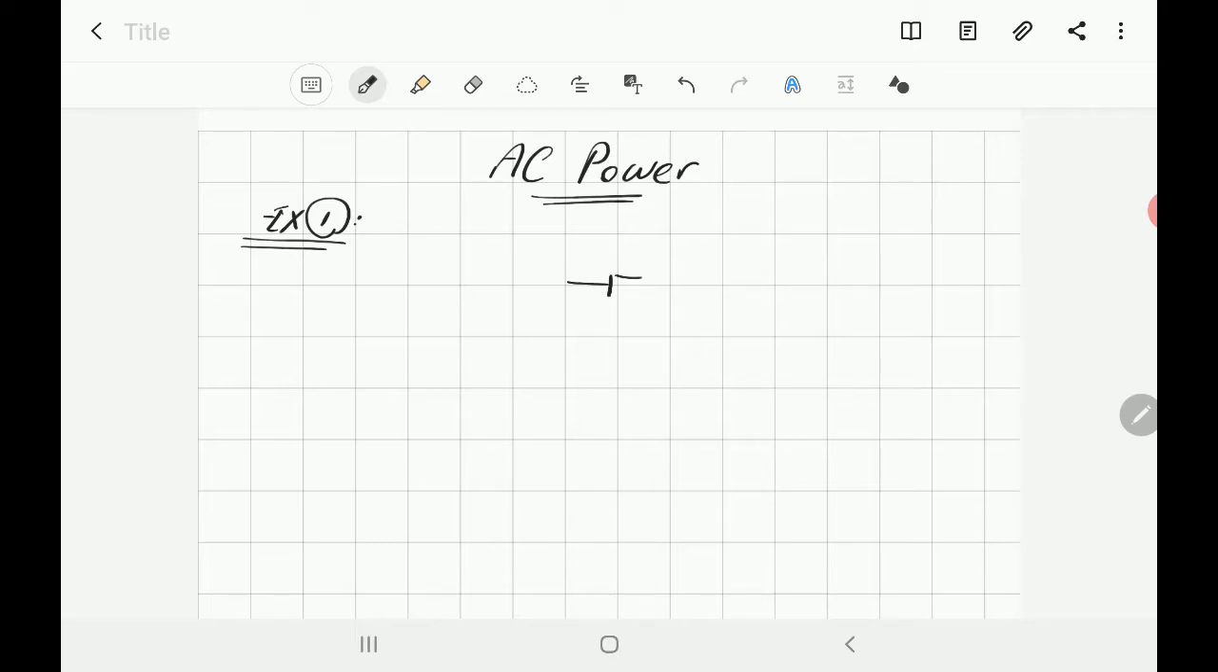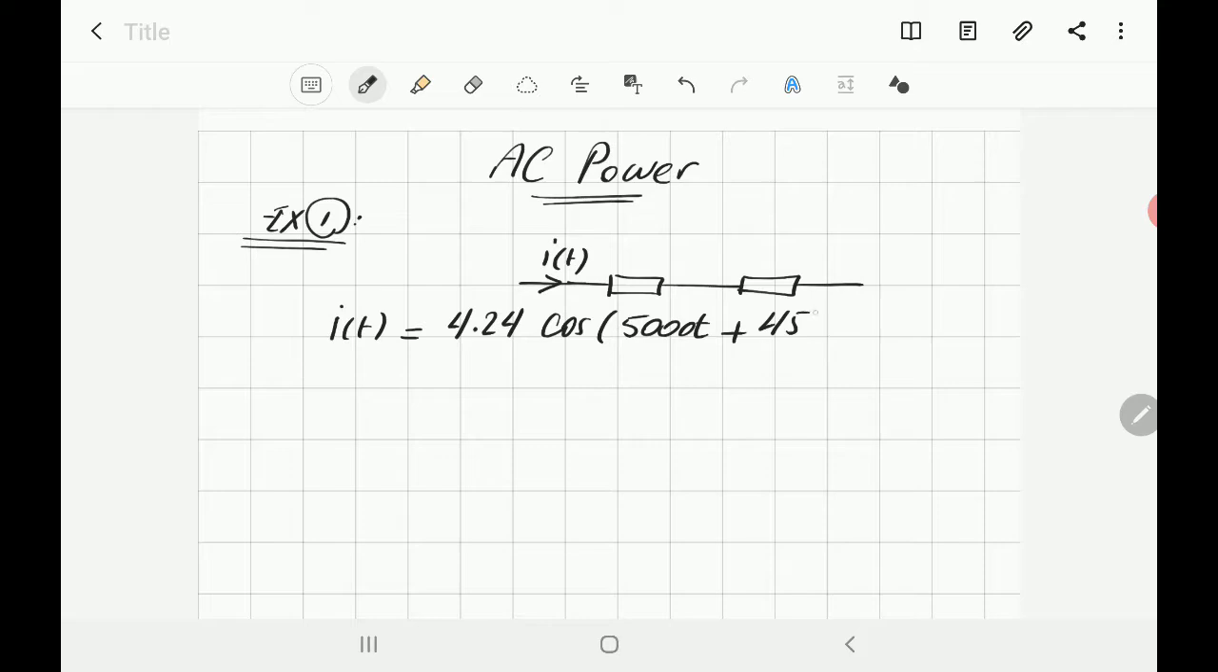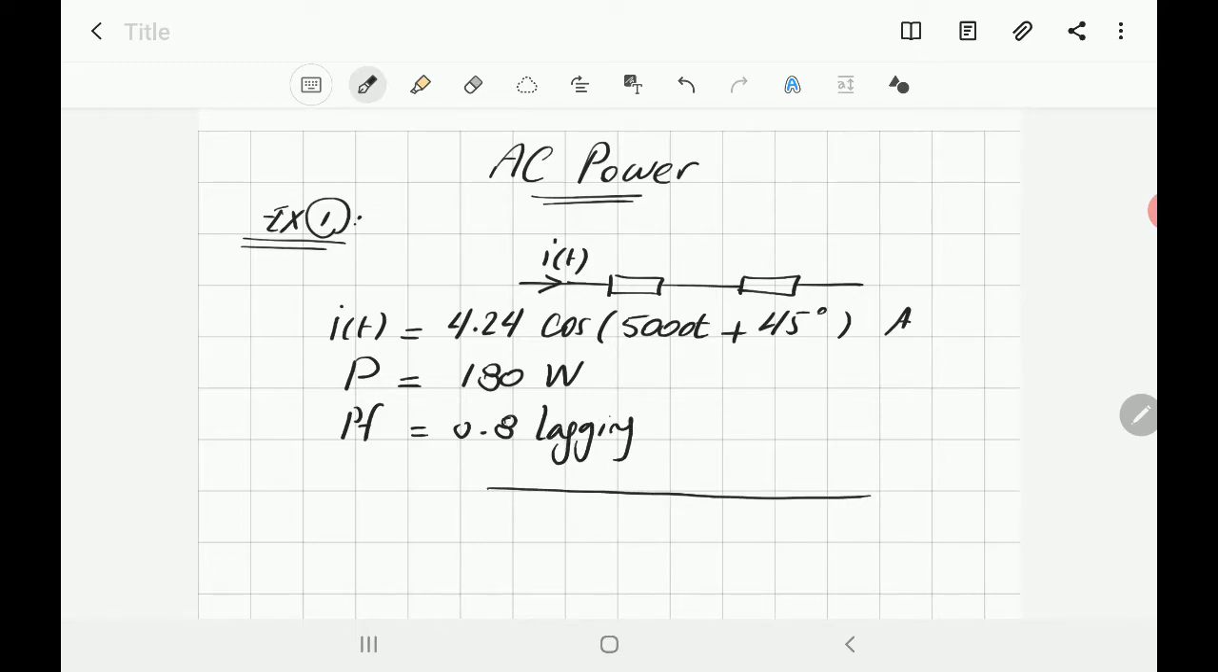We have two elements in series. The current through these two elements is i(t) and defined by 4.24 cosine(5000t + 45 degrees). The power consumed in this branch is equal to 180 watt. The power factor is equal to 0.8 lagging. So what are these two elements?